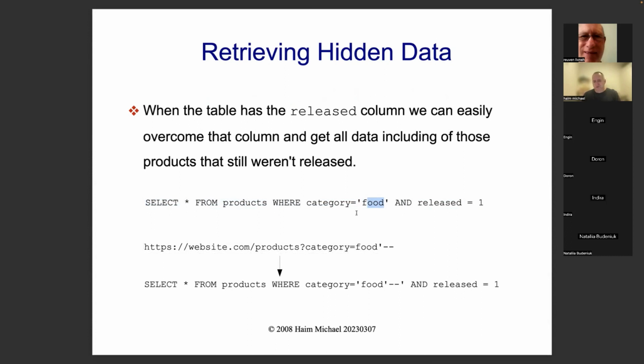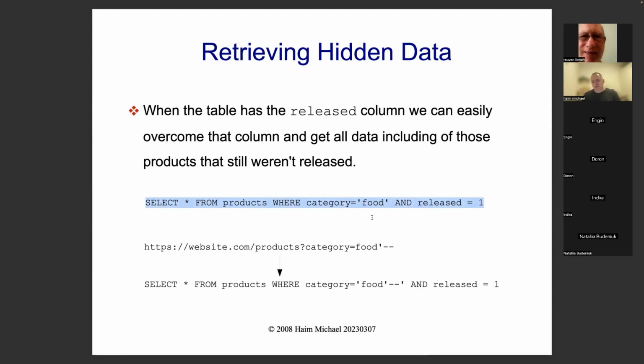It can be passed over from a form or a query string, and if the value of category is food, then we should get all products in category food that the value in released. Released is a column that has the value 0 or 1. It all depends whether the product was already released or not. When having this statement executed, we should get the details of all products that were already released in category food.